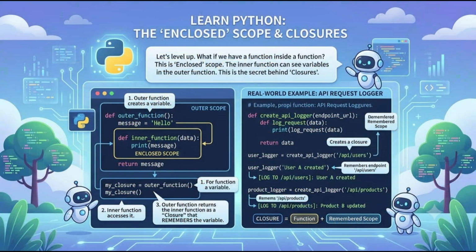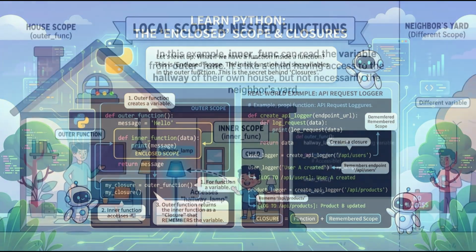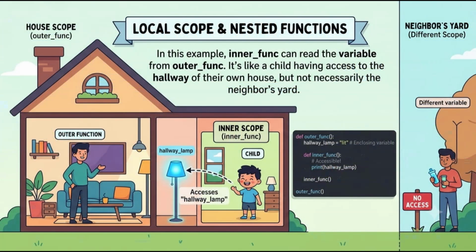Let's level up. What if we have a function inside a function? This is enclosed scope. The inner function can see variables in the outer function. This is the secret behind closures. In this example, inner_func can read the variable from outer_func. It's like a child having access to the hallway of their own house, but not necessarily the neighbor's yard.